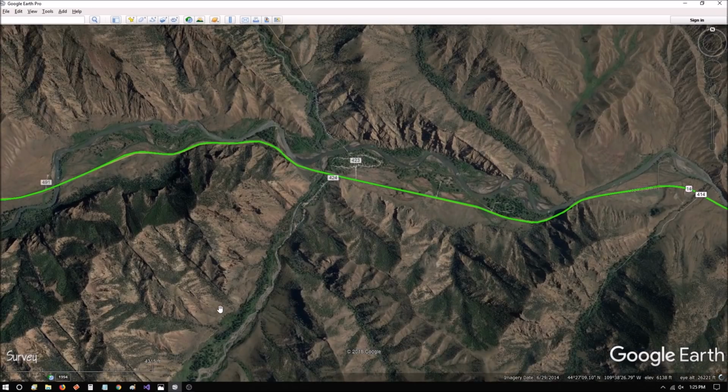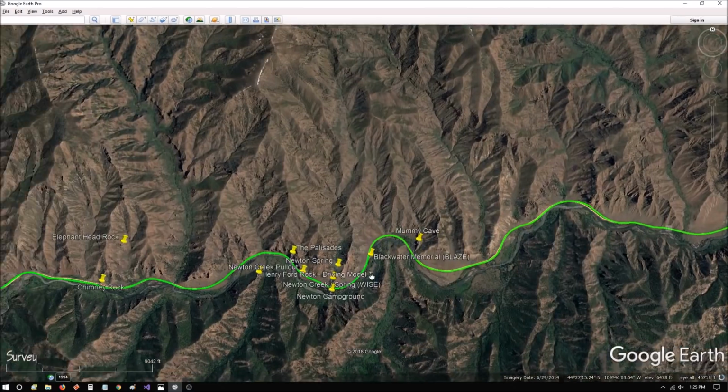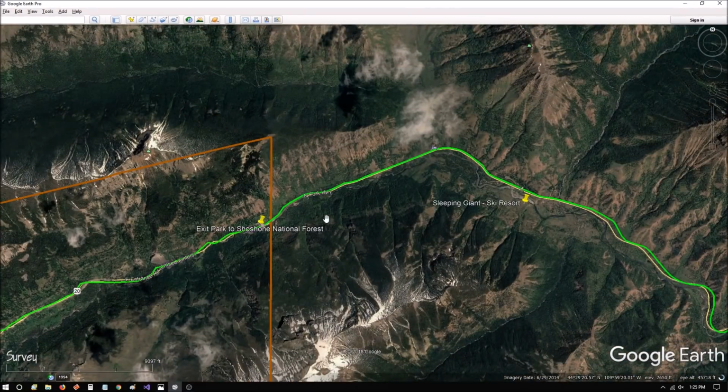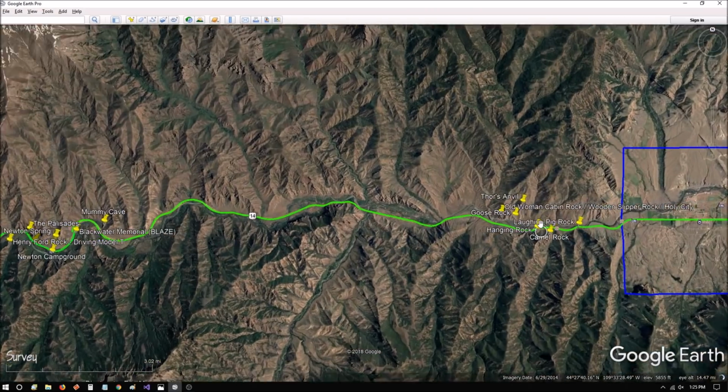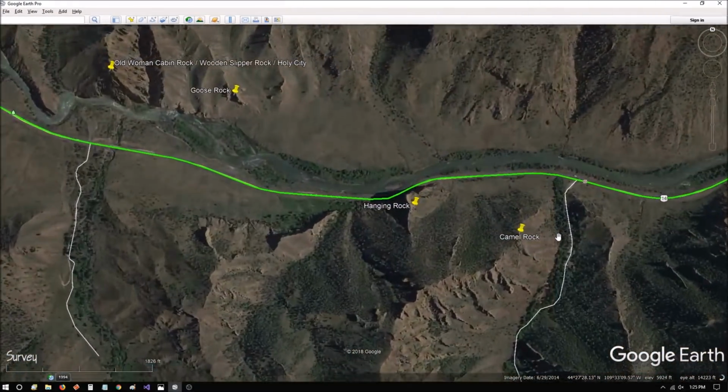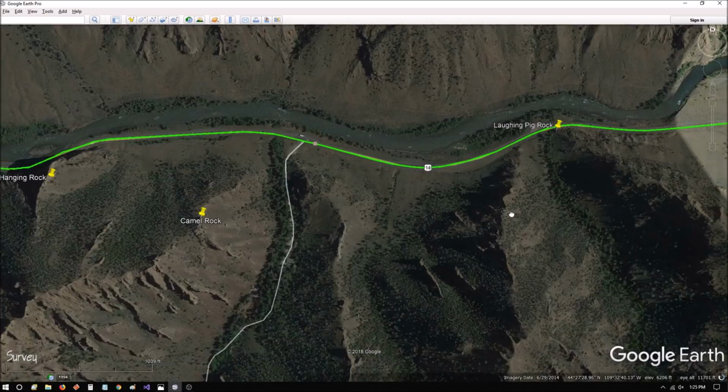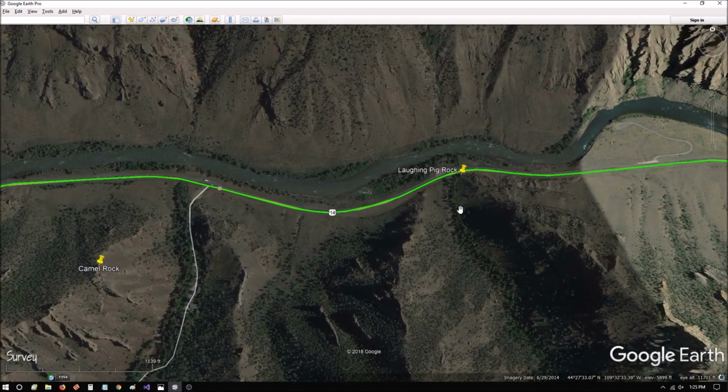So is this area right here, Pahaska Teepee Resort. That's also related to Cody. Anyway, down here, I just want to point out one other thing. Again, this is the Laughing Pig Rock.